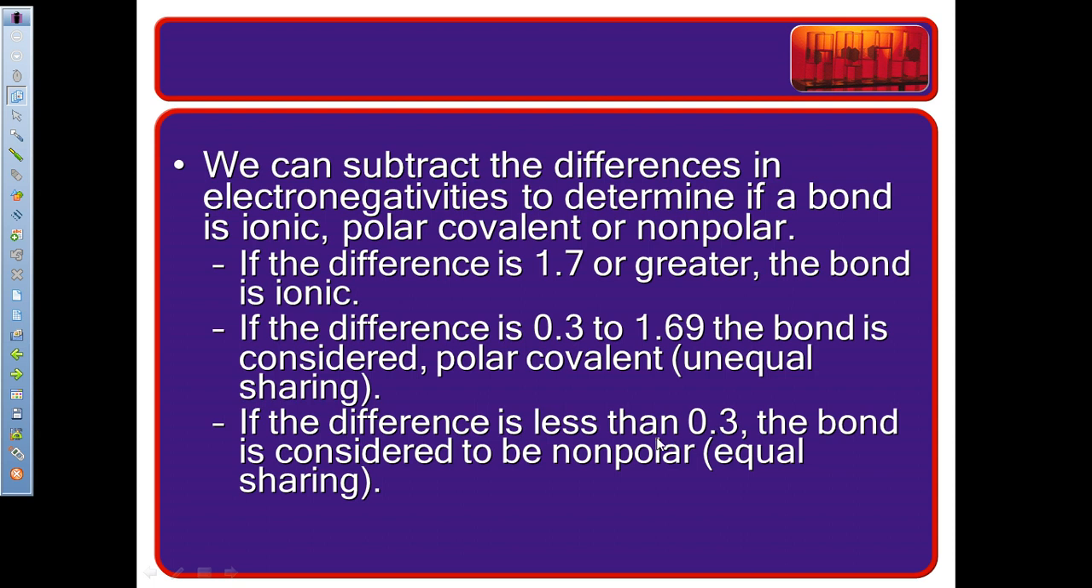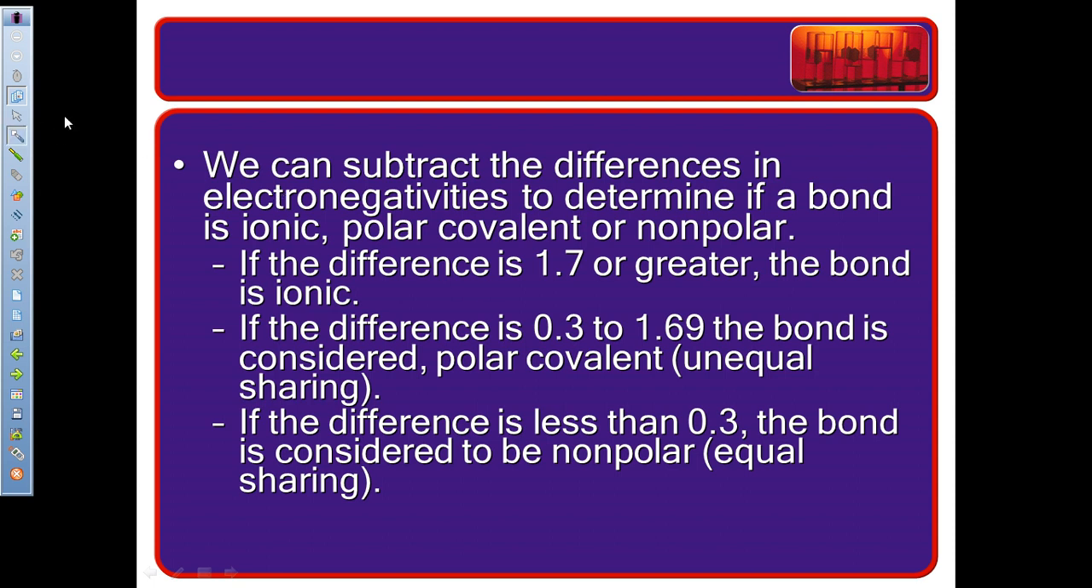If we subtract and we get a difference, remember the oxygen, our difference was 0. We have a very even sharing going on, and we say that's nonpolar. That means there's not a positive or negative. They're pretty much going to be very nice about sharing the electrons with one another. So one doesn't become more positive or negative than the other side.